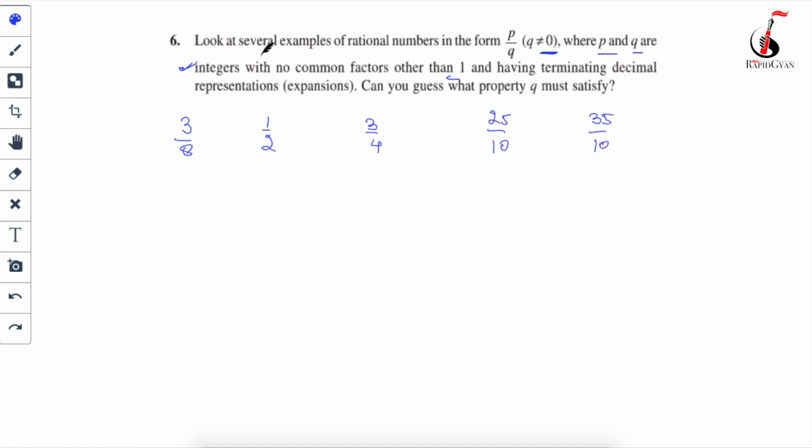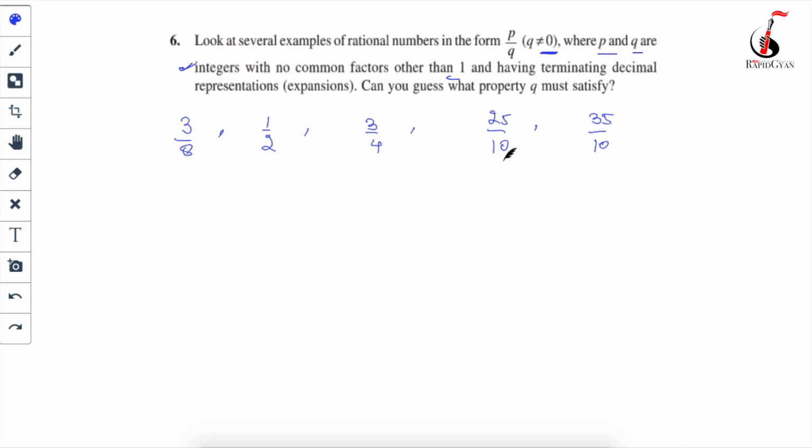So what's the first condition? They are saying that p and q are integers. Yes, in all the 5 examples they are integers. Okay, and then they are saying there should be no common factor other than 1. So in 3 and 8 there is no common factor, in 1 and 2 there is no common factor, in 3 and 4 there is no common factor apart from 1.